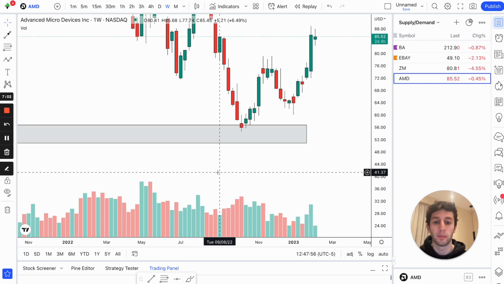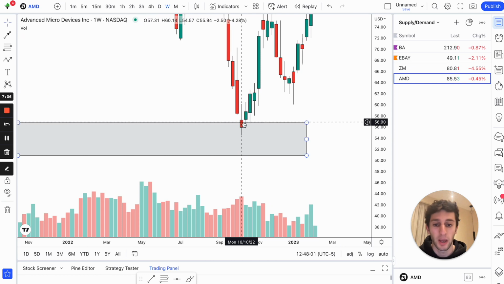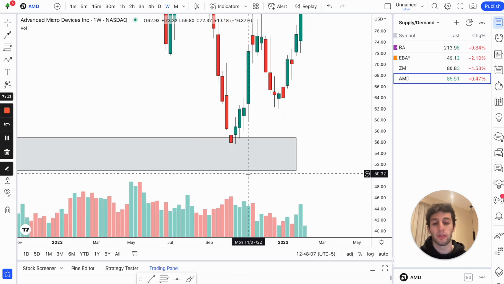The fourth, again, is going to be the penetration. We never really came down and penetrated the entire demand zone. We only came at the top. We didn't even make it 50% of this zone all the way down. So obviously that's going to be the fourth confirmation.